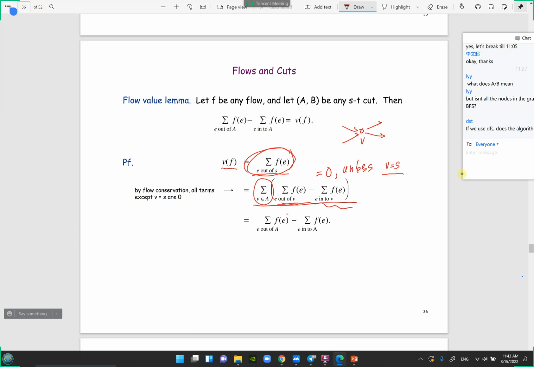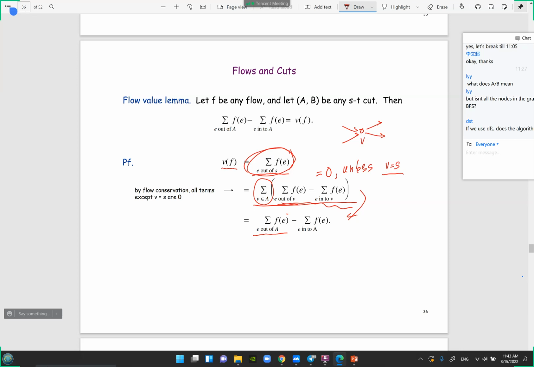And then this expression: if you sum up over all of the nodes V in A how much flow is going out from the node versus coming into the node, then this is simply equal to the total amount of flow going out from A minus the total amount of flow coming into A. Because for each node in A, you look at how much flow goes out from that node minus how much flow comes into that node, and if you sum it up over all of A, you have the total amount of flow out of A minus the total amount of flow into A.